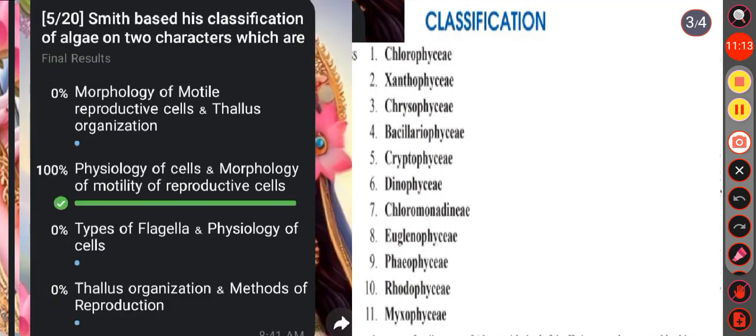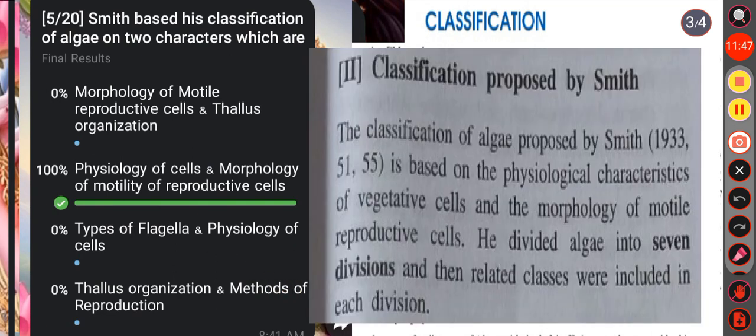Then next question, Smith based his classification of algae on two characters, which are option A morphology of motile reproductive cells and thallus organization, option B physiology of cells and morphology of motility of reproductive cells, option C types of flagella and physiology of cells, option D thallus organization and methods of reproduction. Here the correct answer is option B, that is physiology of cells and morphology of motility of reproductive cells.